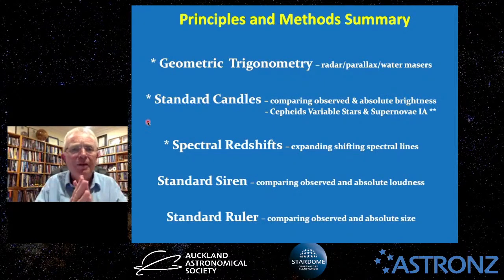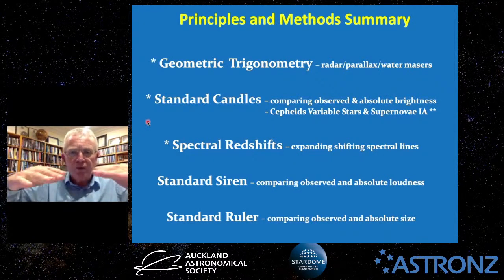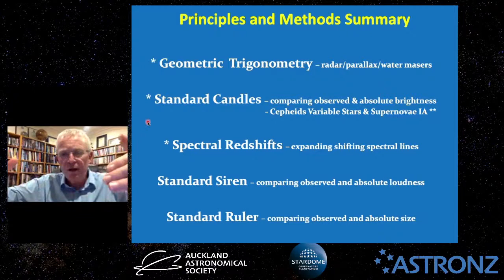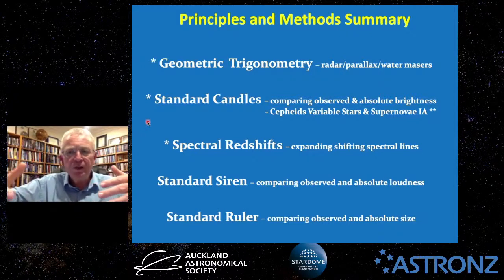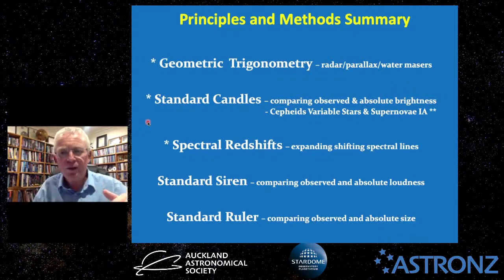Okay, so that's the principles and the method summary. We've done your geometric trigonometry, your laser, your radar for the solar system, parallax for nearby stars, water masers. You can go up to a few million light years to galaxies, those active galaxies with accretion disks. Standard candles, which are comparing observed and absolute brightness of objects. Cepheid variable stars and your Type 1a supernovae are probably the more commonly used ones there. And spectral redshifts, which is as the universe expanded, these spectral lines from the faraway galaxies have been stretched off to the red. And I've put little asterisks here. Those are probably the three key ones that are commonly used.